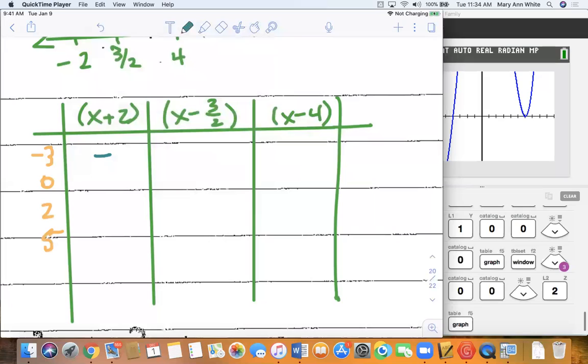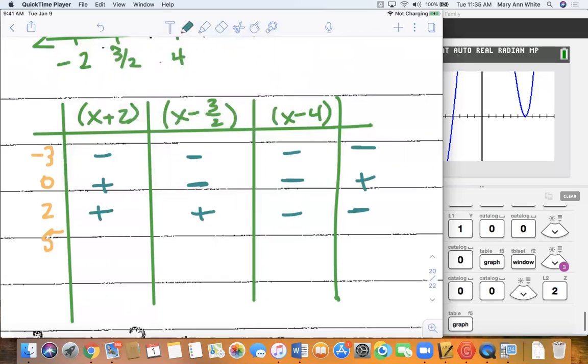Negative 3 plus 2 is negative. Negative 3 minus 3/2 is negative, and negative 3 minus 4 is negative. So 3 negatives stays negative. All right, 0 plus 2 is positive. 0 minus 3/2 is negative, and 0 minus 4 is negative. 2 negatives, oh, that does make a positive though. 2 plus 2 is positive. 2 minus 3/2 is positive. And then 2 minus 4, oh, that's negative. So that makes all of it negative.